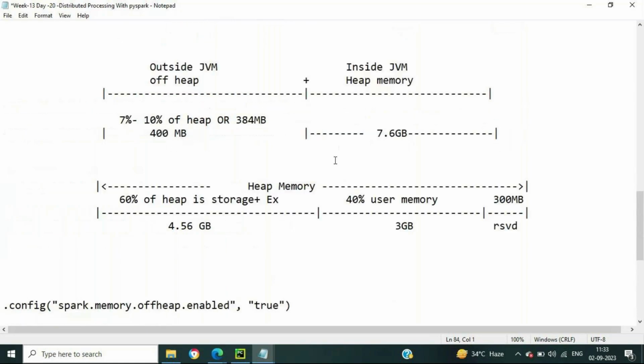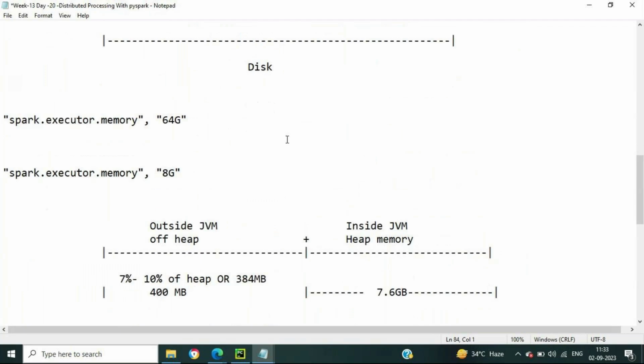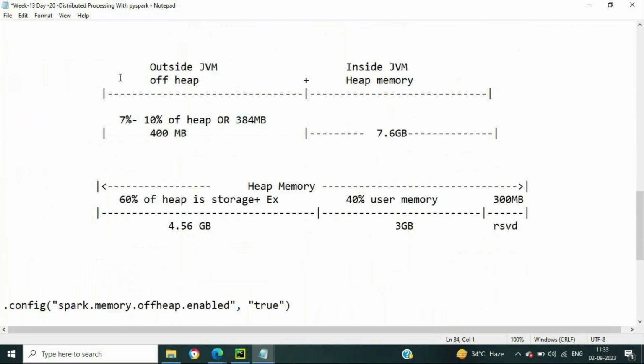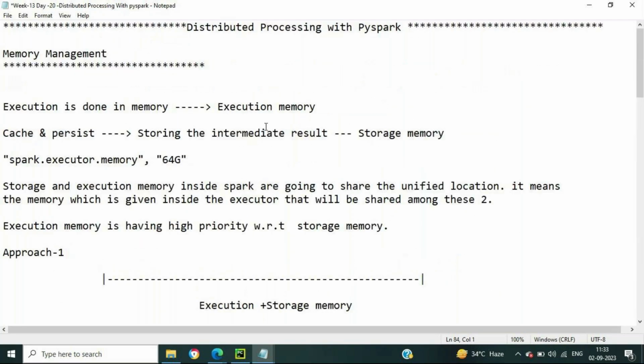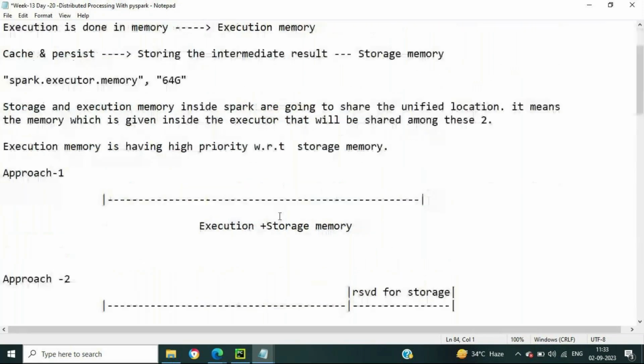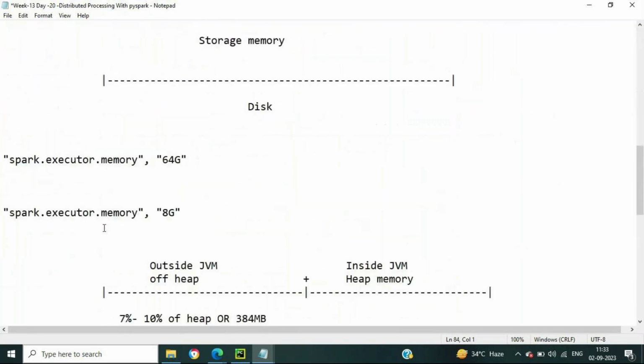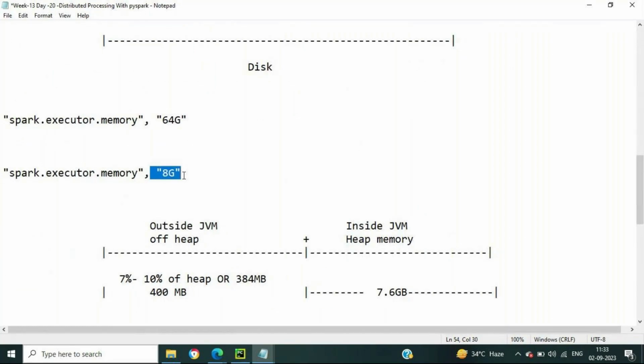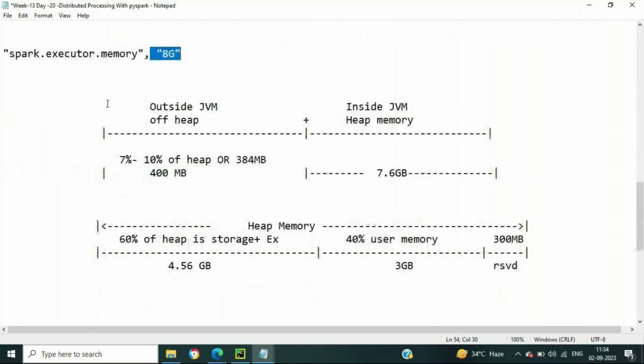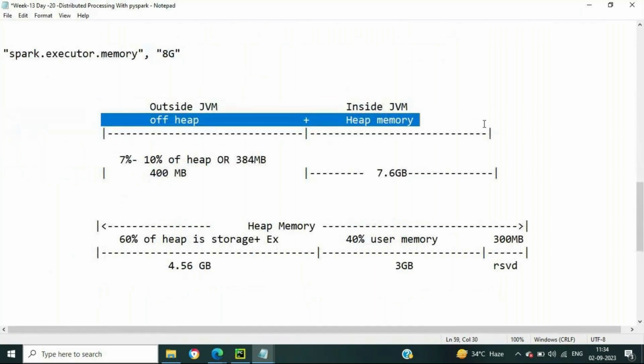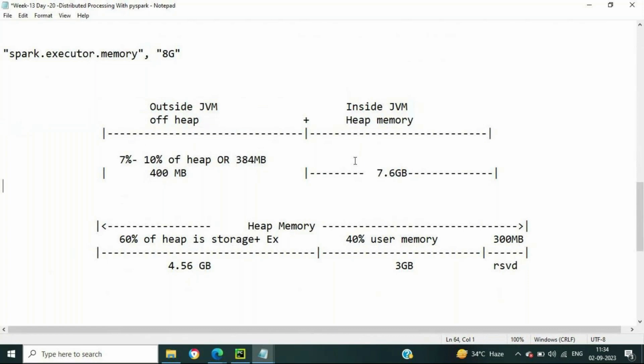But from the memory perspective, we have two types of memory: executor memory and storage memory. If we mention a certain amount of memory, it is not that the memory will be utilized directly for storage or executor memory. That is further divided into two things: heap memory and off heap memory. And off heap memory is always 7 to 10% of heap.